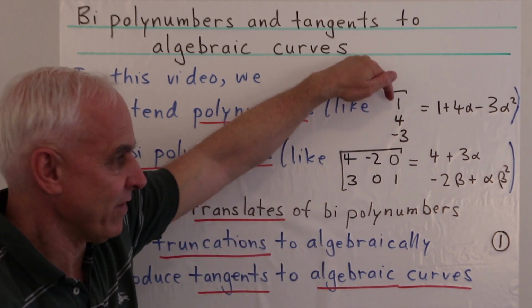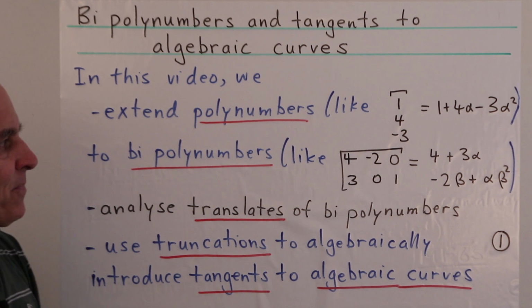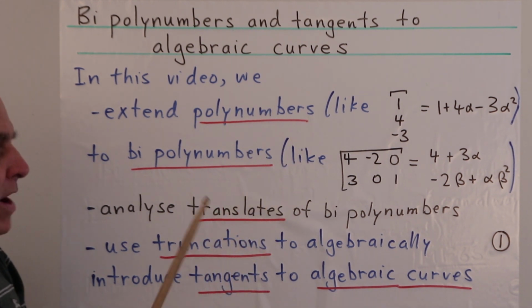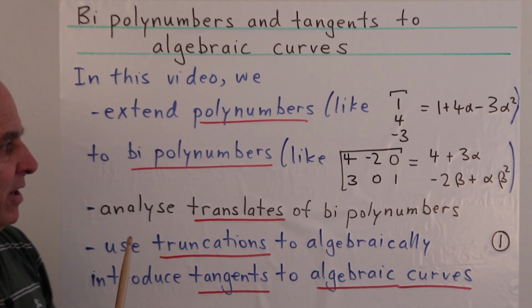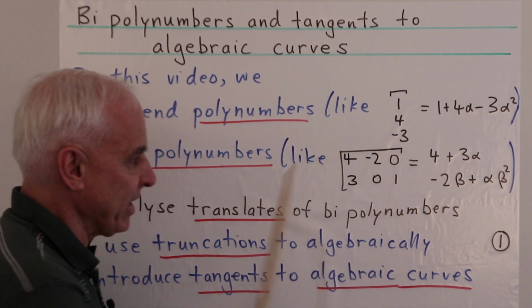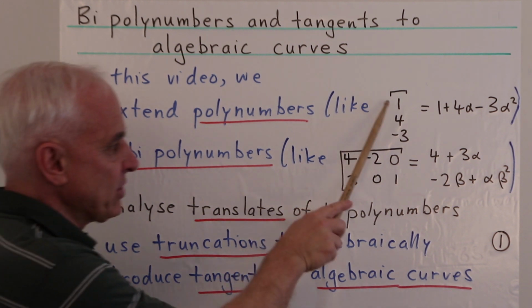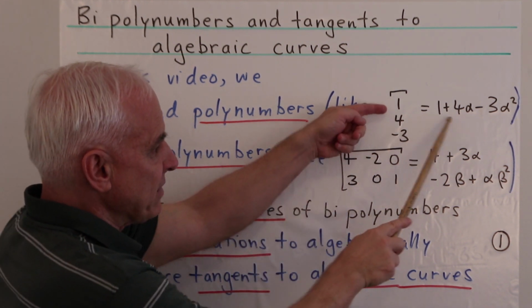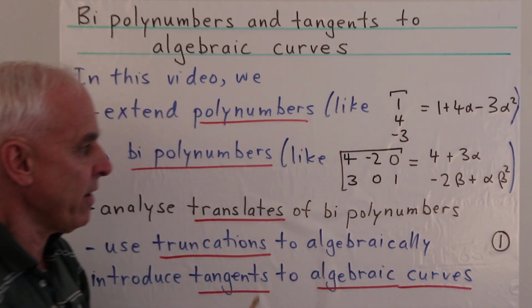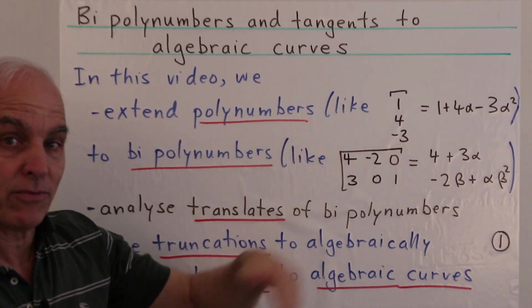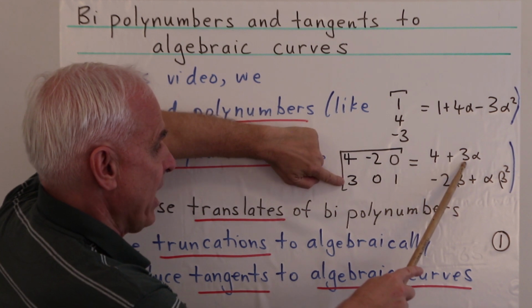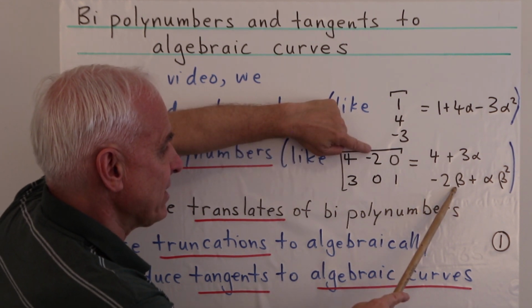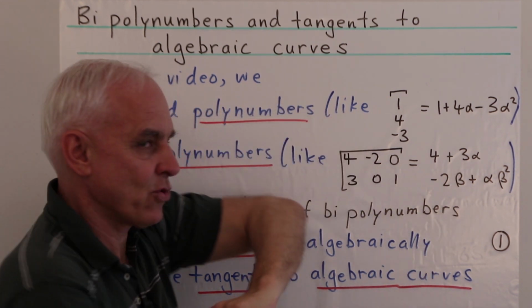which I remind you is a list of numbers written down. And we're going to extend that one-dimensional kind of object to a two-dimensional object, which we'll call a bipolynumber, which is an array that looks something like this. So if this represents the polynumber 1 plus 4 alpha minus 3 alpha squared, then this thing here is going to represent the bipolynumber 4 plus 3 alpha minus 2 beta plus alpha beta squared.